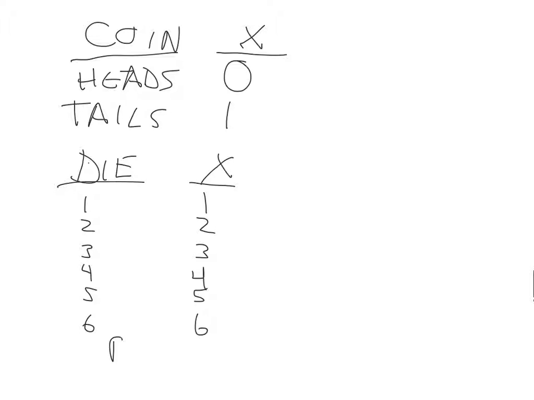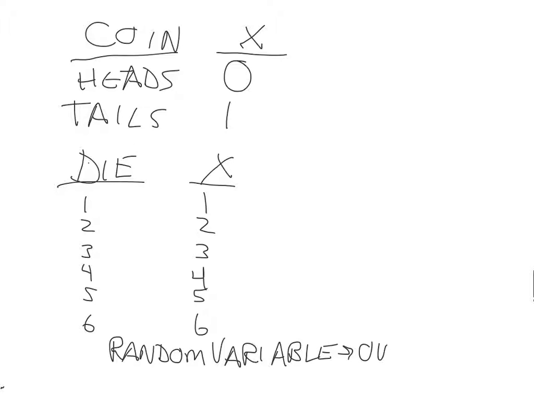And let me write that in the bottom. Random variable. So I just take my outcomes and give them numeric values. All right, so what do you think is going to come next? Once I have my values, I'm going to assign probabilities to them. No big surprise there.